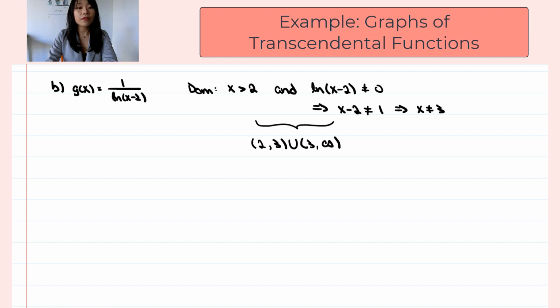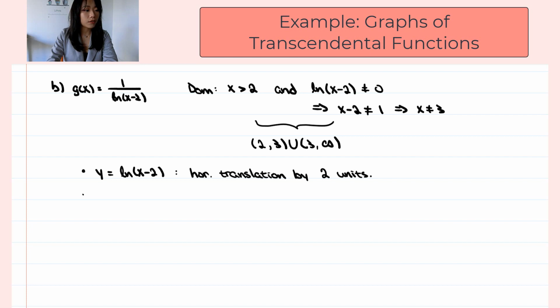Then let's find the types of transformations the function has. So first of all, let's start with y equals the denominator, ln of x minus 2. I have a minus 2 in the input. That means I have a horizontal translation to the right by 2 units. Then, to get to g of x, I want the reciprocal of this function, 1 over ln of x minus 2.